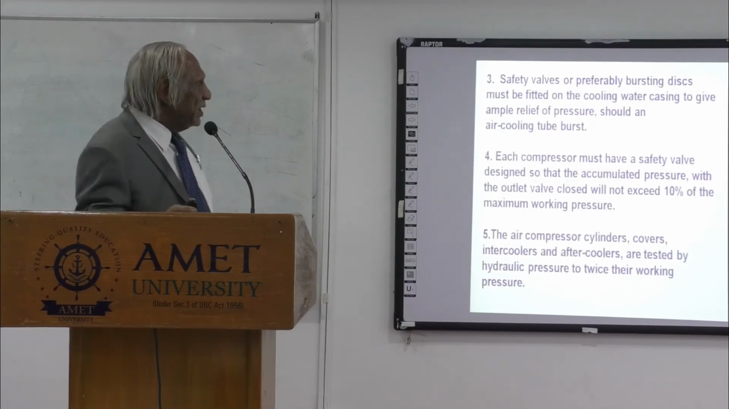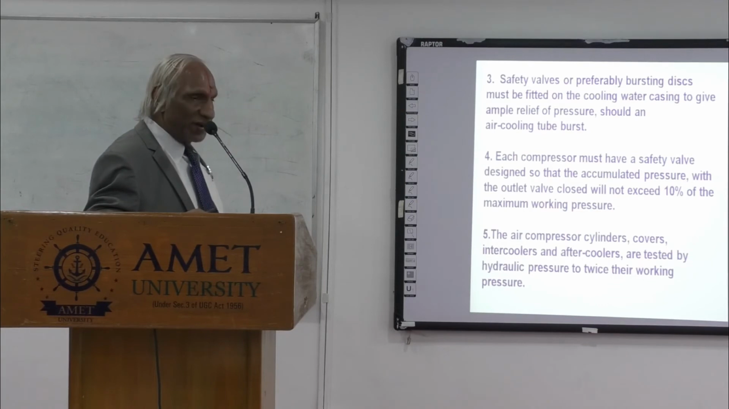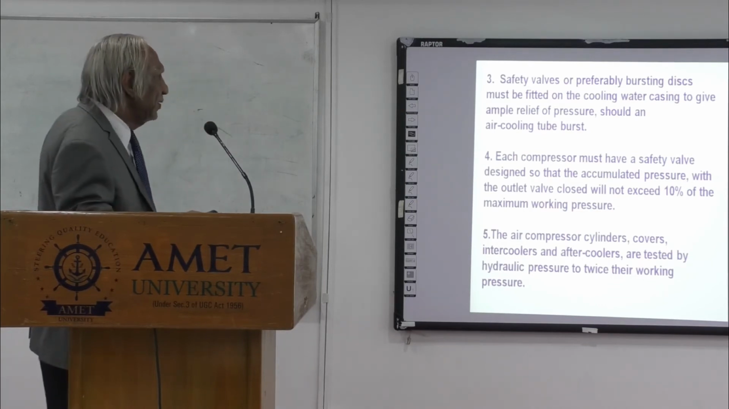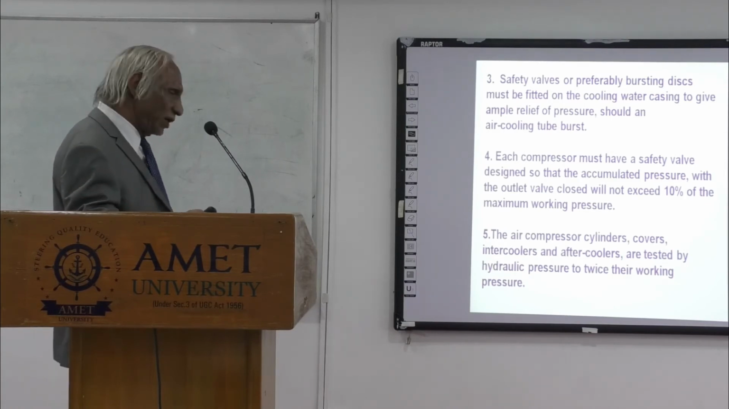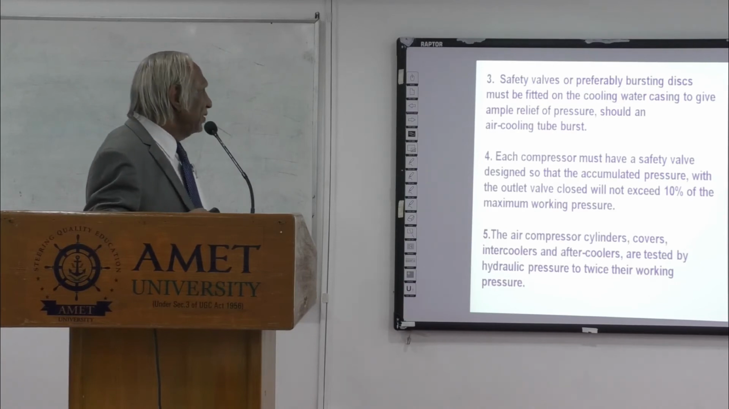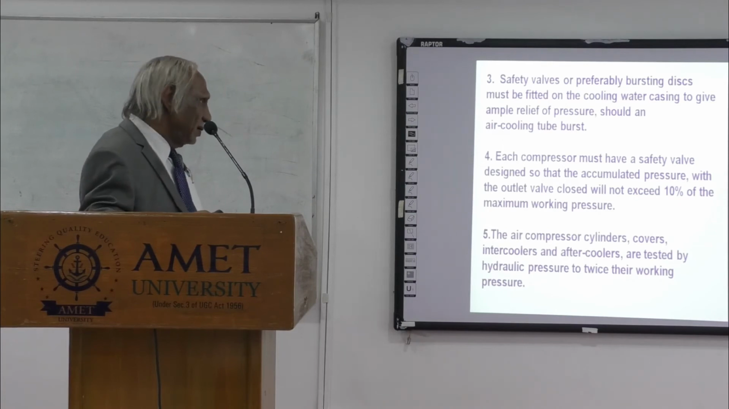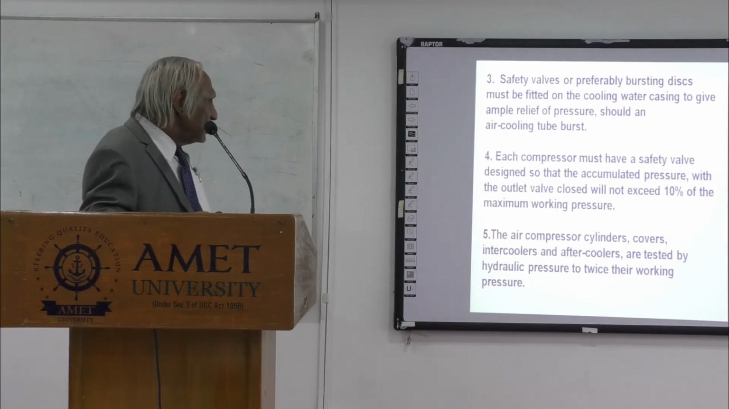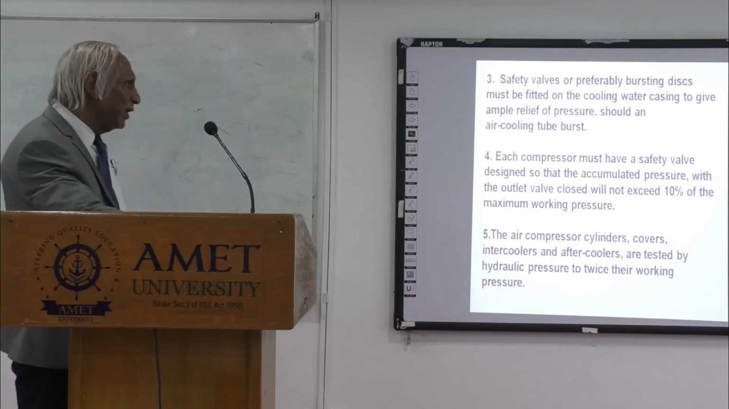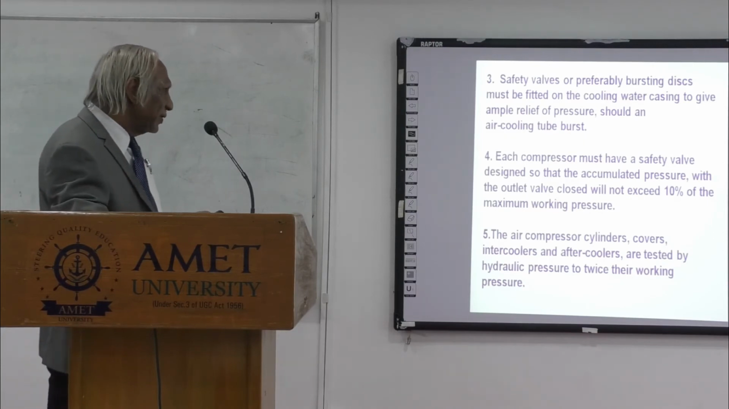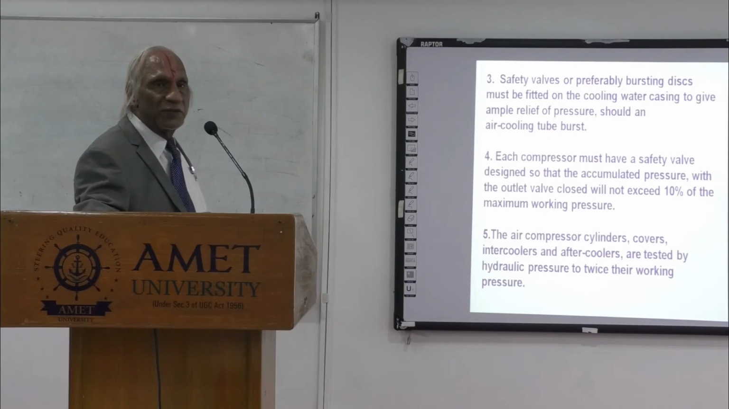The third requirement is that each air compressor should have a bursting disc on the cooling casing, so that in case the air cooler tube bursts, the casing is not subject to the air pressure, which can be either 25 bar or 5 bar, much more than the normal working cooling water pressure of 3 to 4 bar. Then each compressor should have a safety valve designed so that in case of accidental closure of the outlet valve, the compressor does not get damaged. If the pressure exceeds 10% of the maximum working pressure, the relief valve should lift and relieve the pressure.